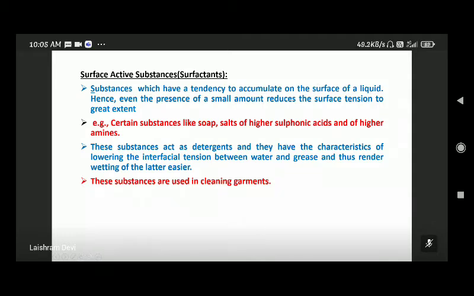Just write the definition of surfactants or surface active substances, and examples. All of you have written?